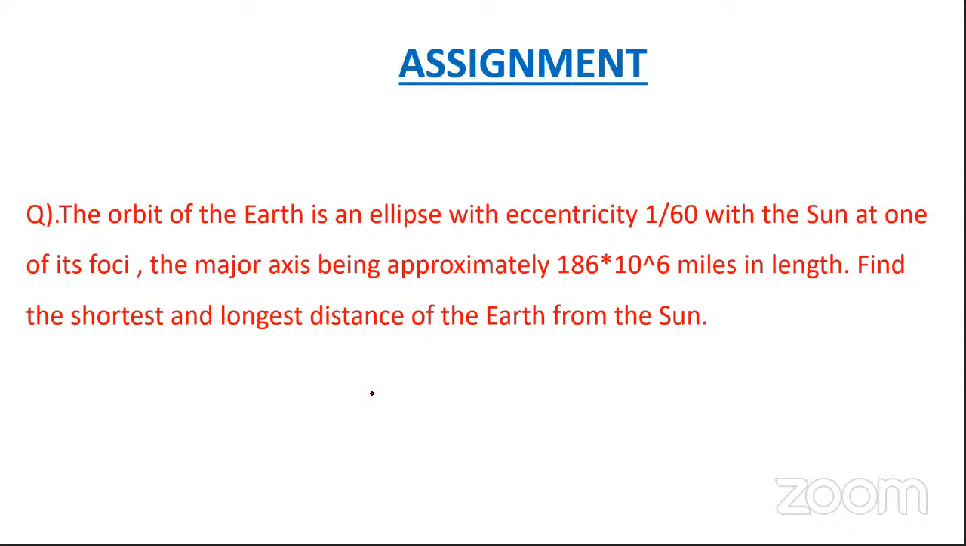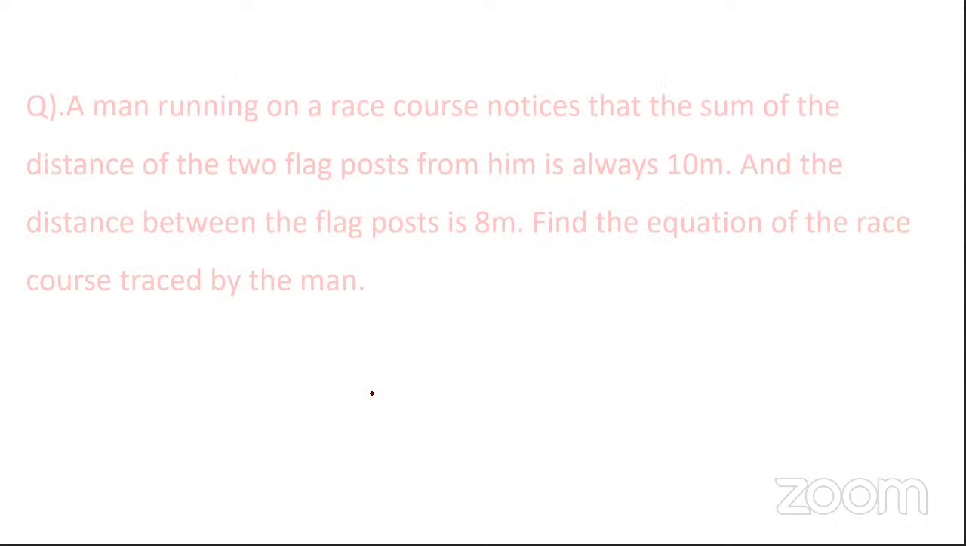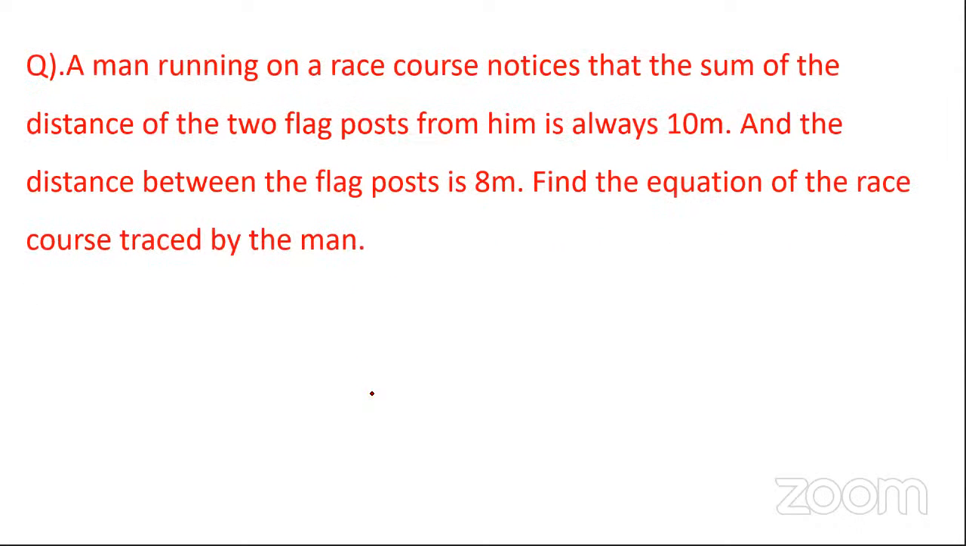Just substitute in b square equal to a square of 1 minus e square. Then you will get the b value, and substitute it in the required equation x square by a square plus y square by b square equal to 1. Okay, so this is the assignment for today. And next question: a man running on a race course notices that the sum of the distances of two flag posts from him is always 10 meters.